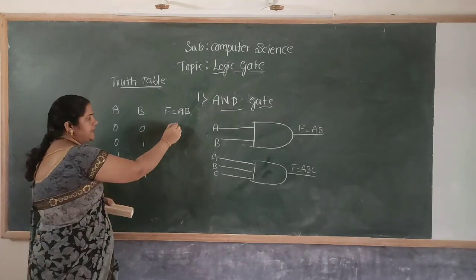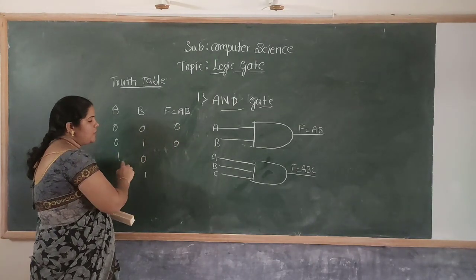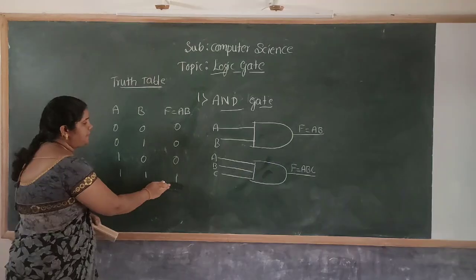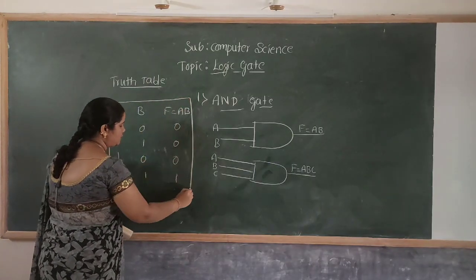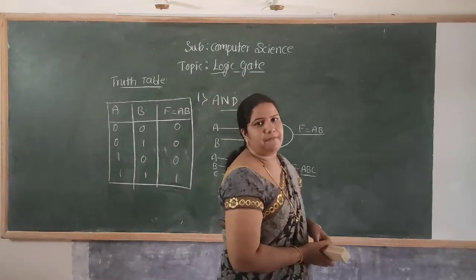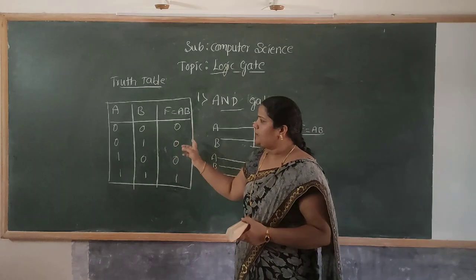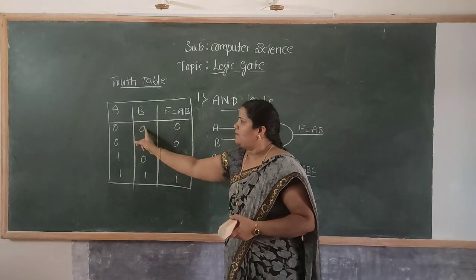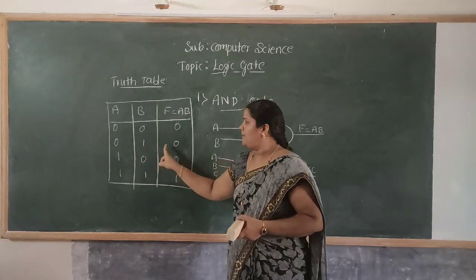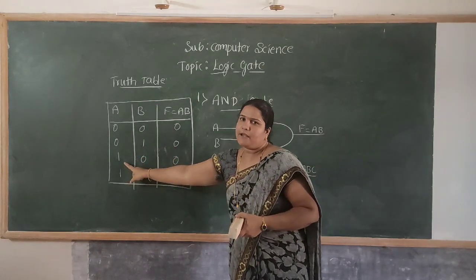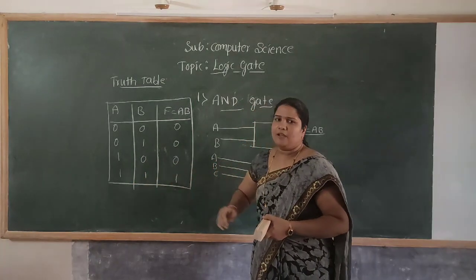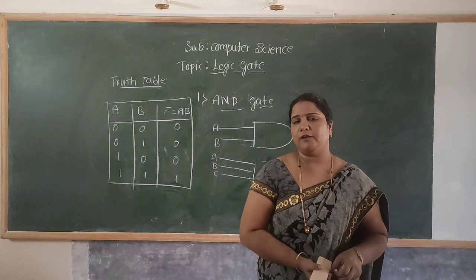0 into 0 is 0, 0 into 1 is 0, 1 into 0 is 0, and 1 into 1 is 1. This is the truth table for the AND gate using two inputs. A value 0, B value 0, output 0; A 0, B 1, output 0; A 1, B 0, output 0; A 1, B 1, output 1.